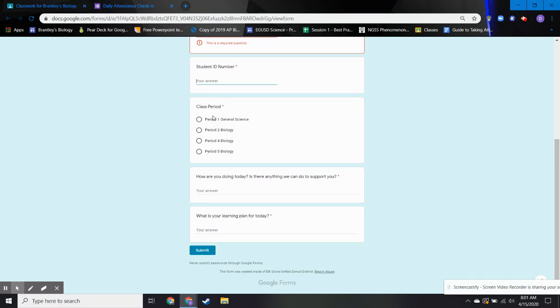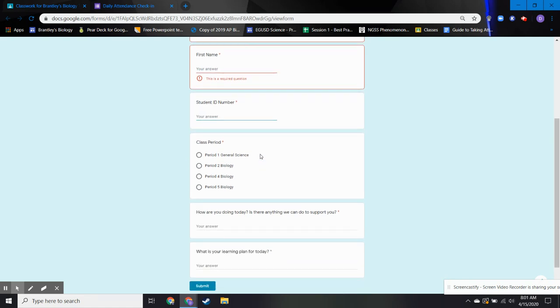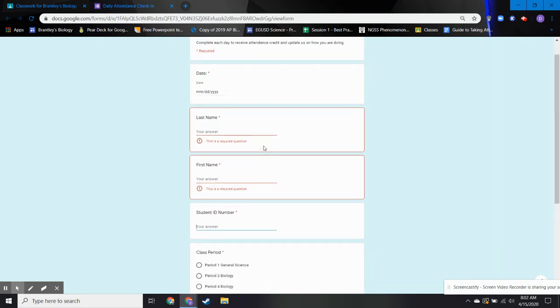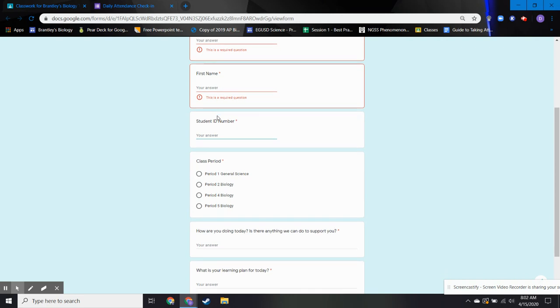The reason for this is just because I use the same form for all of my classes to make things simpler for me. So it is very important that you put the right period, spell your name correctly, and have the right ID number, because if you don't do any of those, then you are not going to be marked as present for that day. And if that happens multiple times, then the school's going to have to get involved and it's going to be messy. For the date, you obviously can only do the date that you are turning this in. So if it's the 16th, you can turn it in for the 16th. You can't do it for the 17th. If you do, it's not going to show up in the right list, and so it's not going to get counted. So you can't do attendance ahead of time, of course.